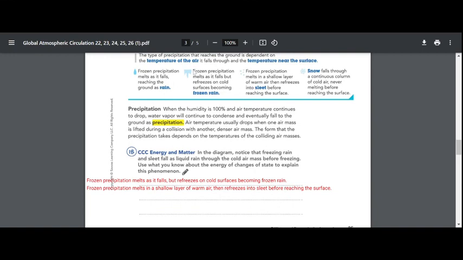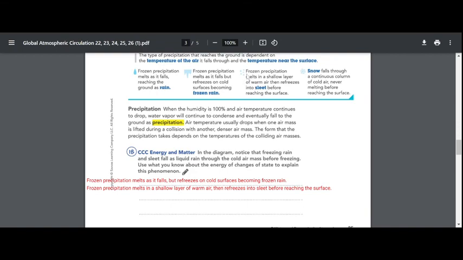So the type of precipitation that reaches the ground depends on the temperature of the air it falls through and the temperature near the surface. Frozen precipitation melts as it falls, reaching the ground as rain. Frozen precipitation melts as it falls, but refreezes on cold surfaces, becoming freezing rain.